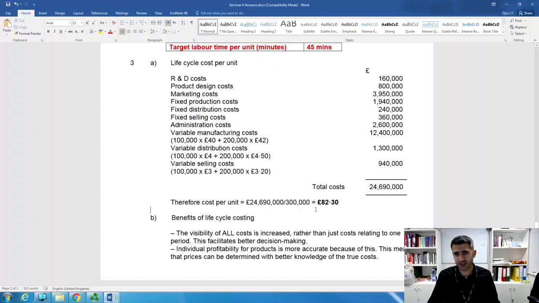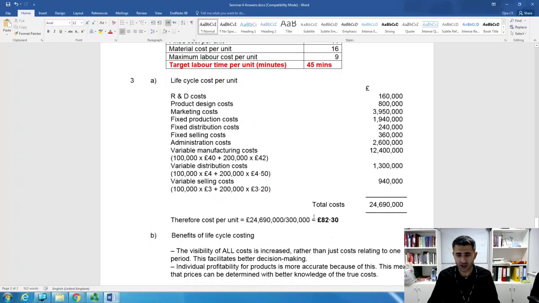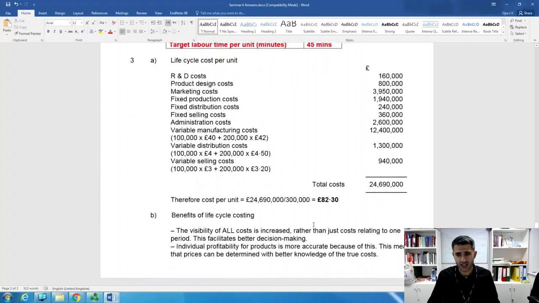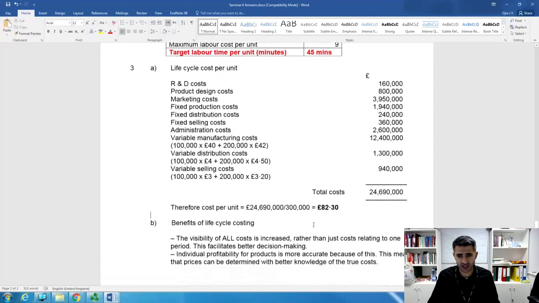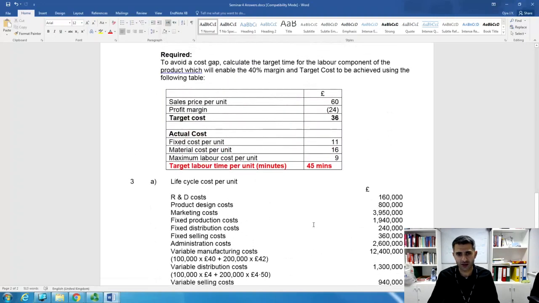So as a business, of course, they need to think twice, because this is the cost per unit. Of course, the selling price must exceed this 82.30. Otherwise, they shouldn't go ahead with the project. So this is life cycle costing. We introduced a lot of benefits of life cycle costing there, so it's your job to do some theory research and find out some of the benefits and also the challenges of life cycle costing.